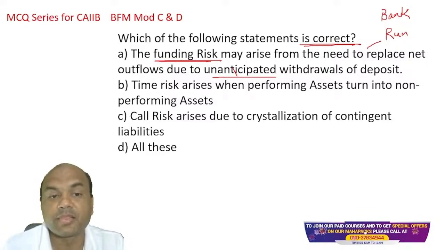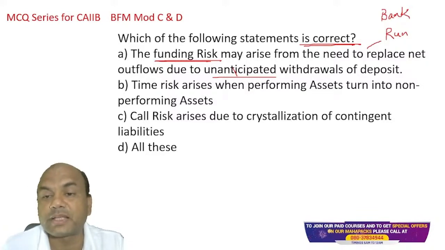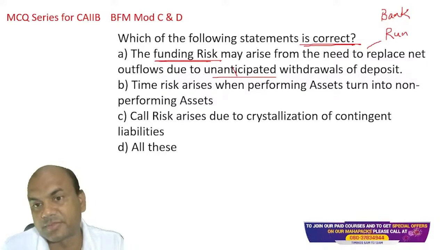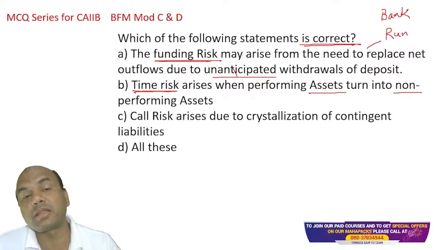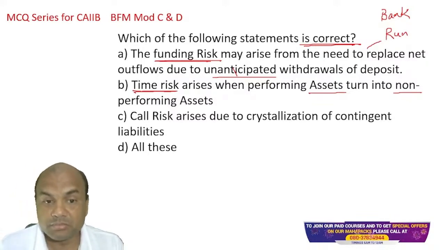Let's see. The time risk arises when the performing assets turn into NPAs. So my performing assets become NPA. So time risk means what? At the required time, I may not get the payment. So that is time risk.